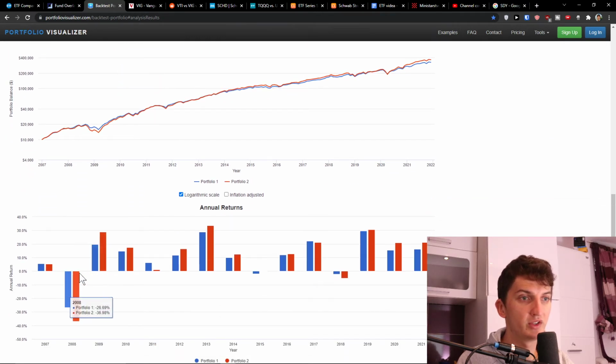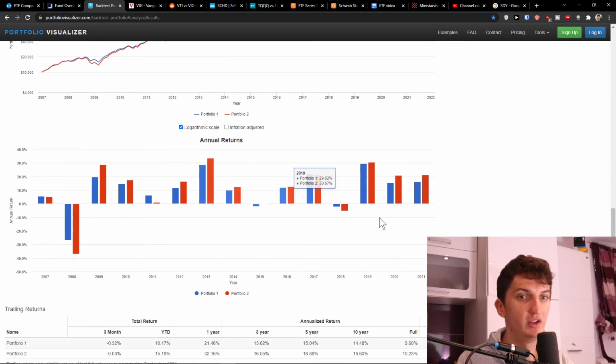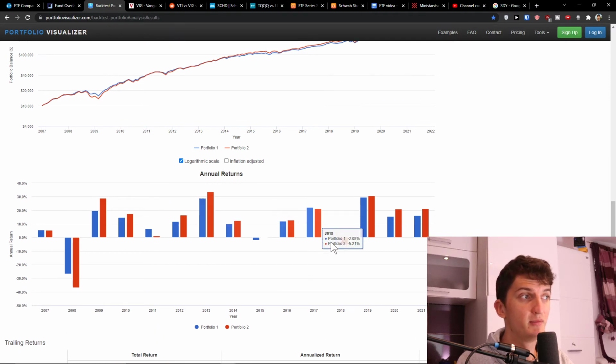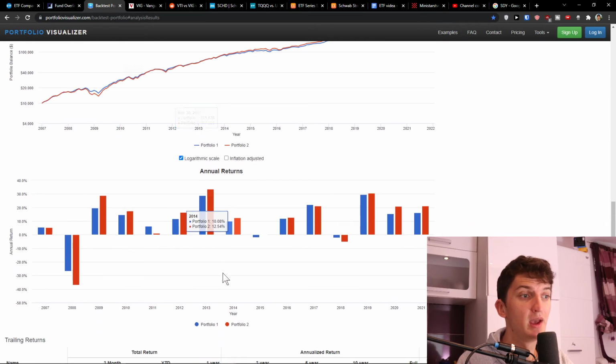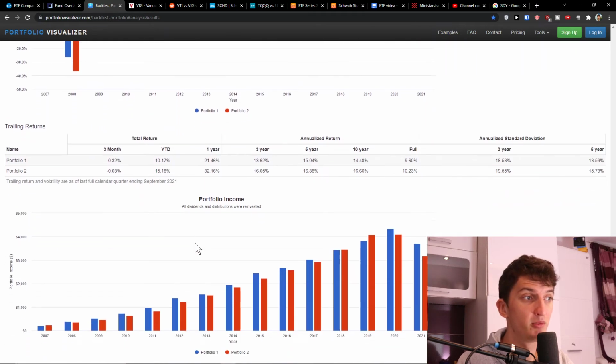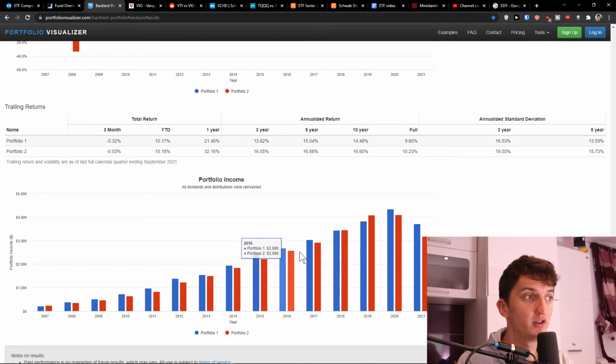Now, of course, 2008 was a big drop, but it was growing steadily, and you see the differences right here. Sometimes one was better, sometimes the other, but most of the time VTI outperformed VIG. But when we look at something really important here, we can see the portfolio and we can look at the dividends. You can see that sometimes the dividends were higher. But look at 2020.